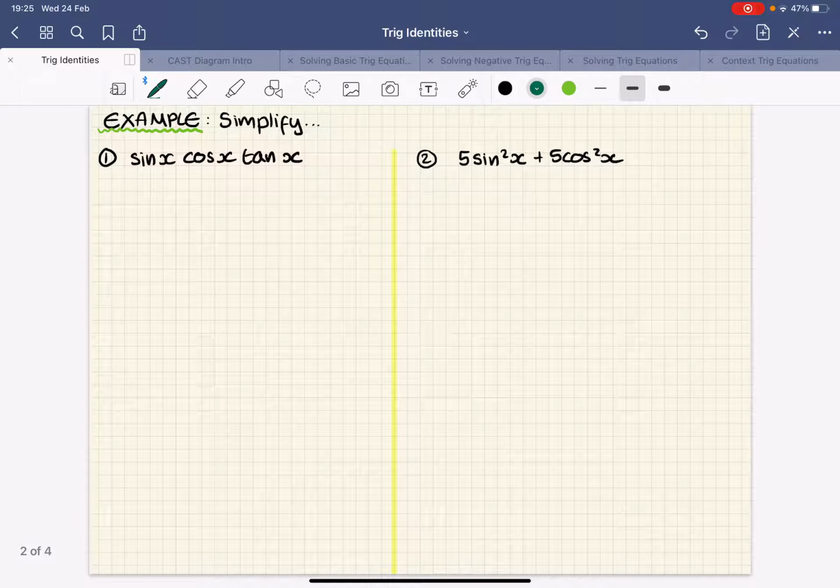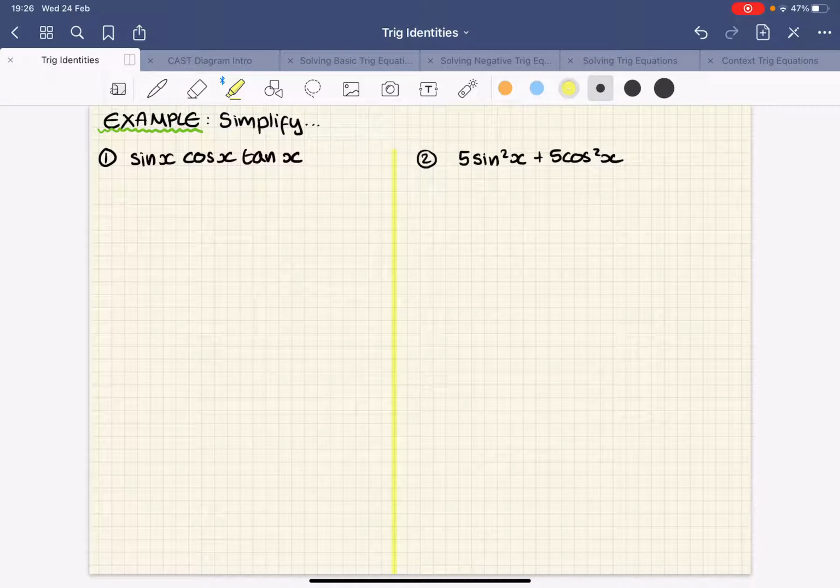So look at this first one here. I've got simplify sine x plus cos x tan x. The first thing we want to do is think, right, which one of my two identities am I going to be using? Most of the time you're only going to use one. However, there are a few occasions where you might need to use both.